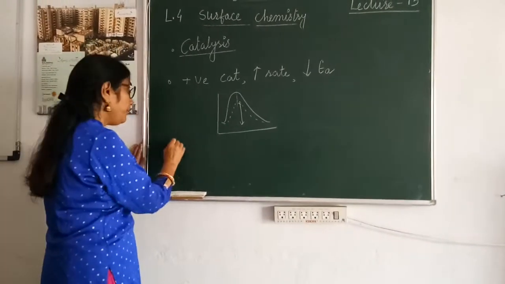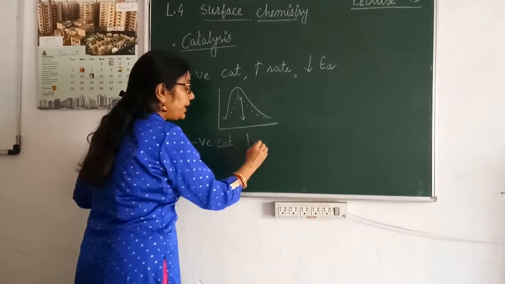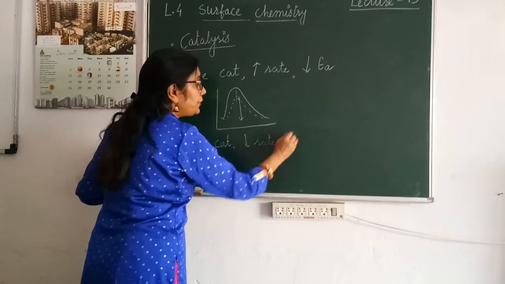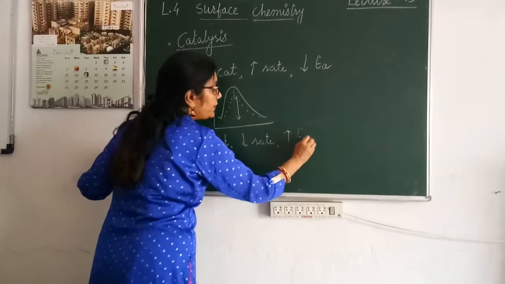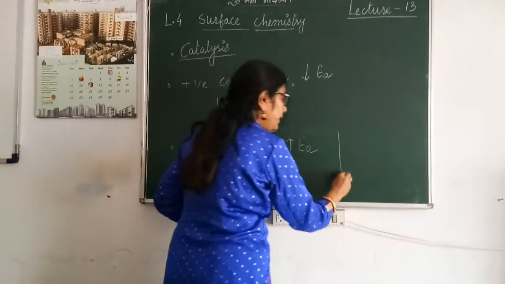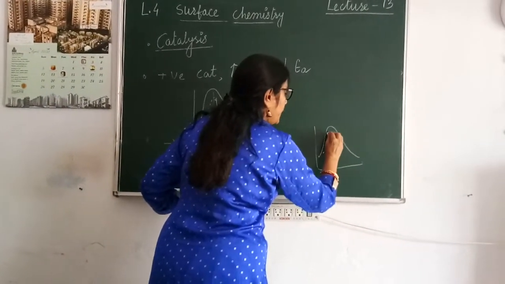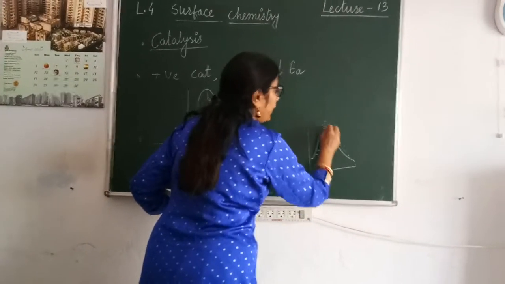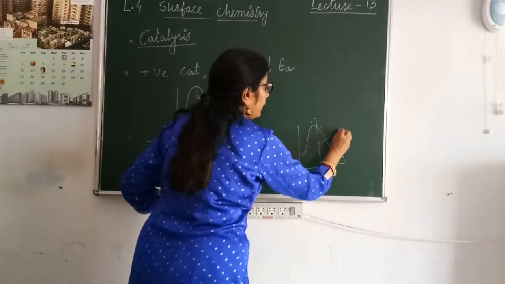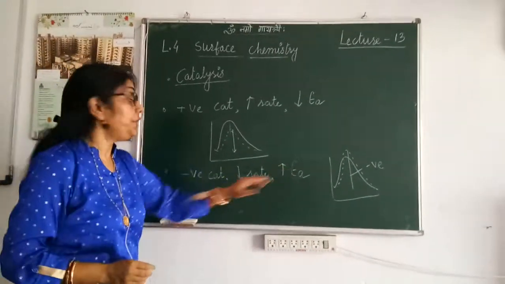When I talk about a negative catalyst, then it decreases the rate of reaction. Why is it so? Because it enhances the activation energy. So in this case you can see in absence of catalyst, and when a negative catalyst is there, then the activation energy gets increased.